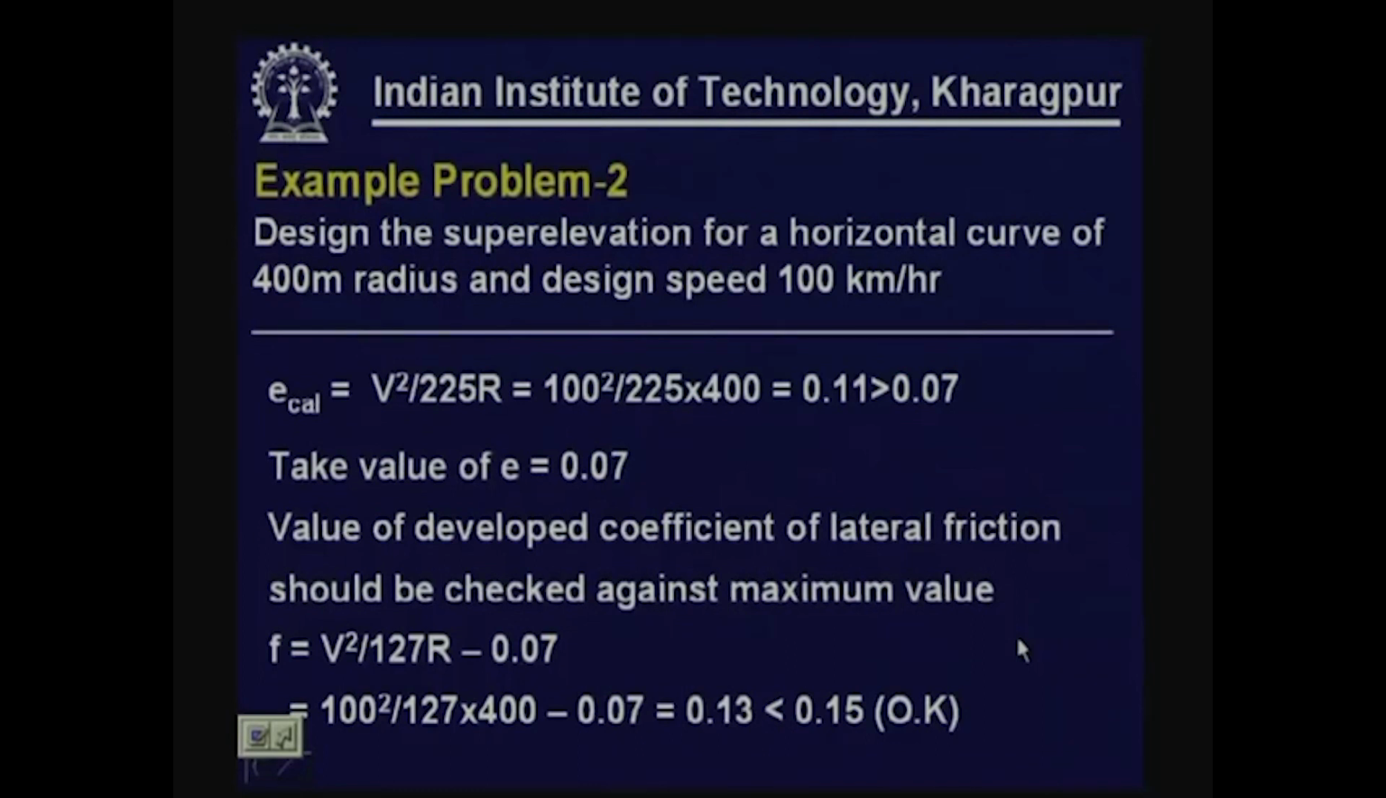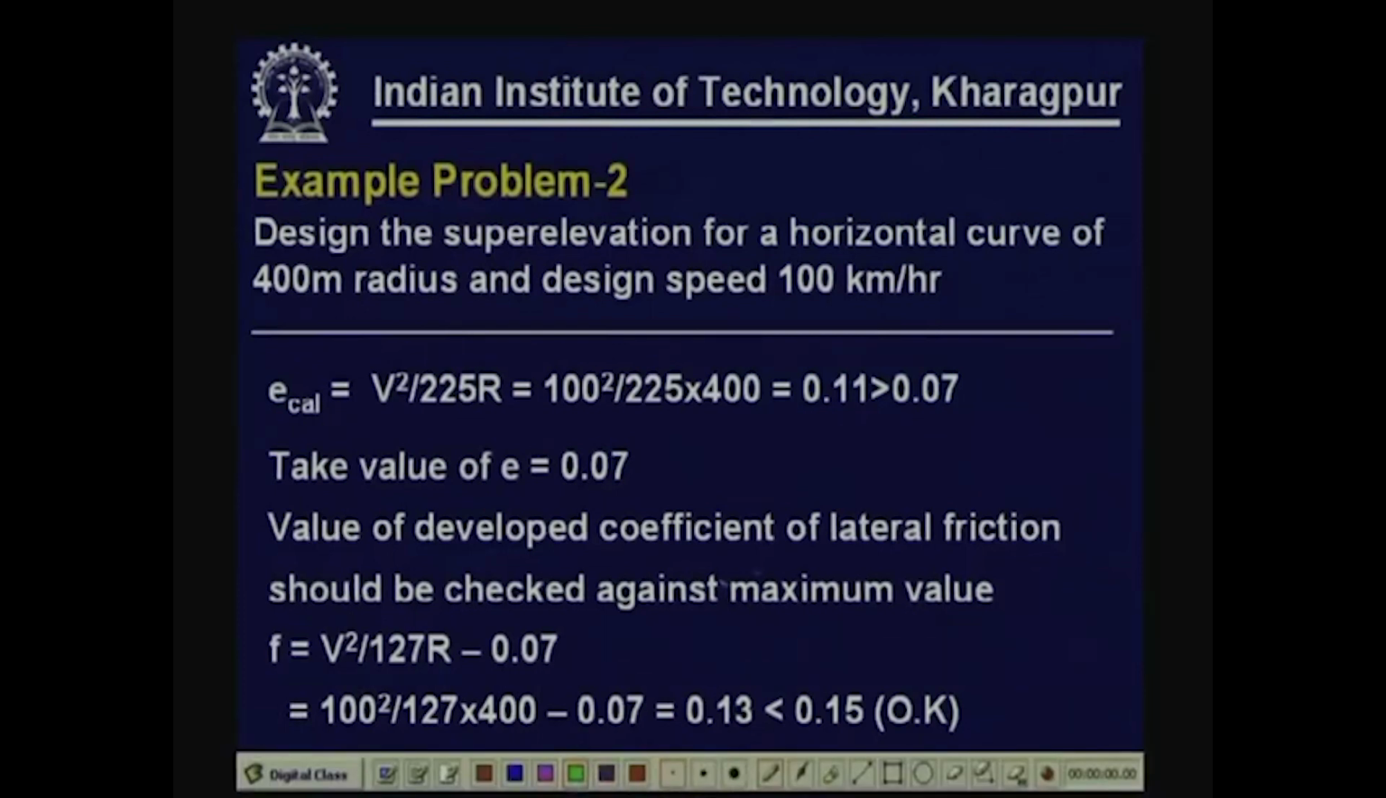Now, let us see this example problem where there is a horizontal curve with 400 meter radius and design speed of 100 kilometer per hour. So, we calculate E as v square by 225 r, it is 0.11. So, it is more than 7% for plain and rolling terrain. So, we take the value of E as 0.07, we check the value for f and we find f is 0.13, which is less than 0.15. So, overall the design is okay. So, we provide super elevation of 7% and overall E plus f can counteract the force. So, the design is safe.